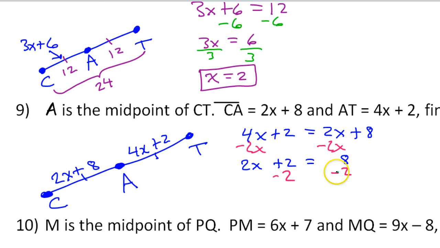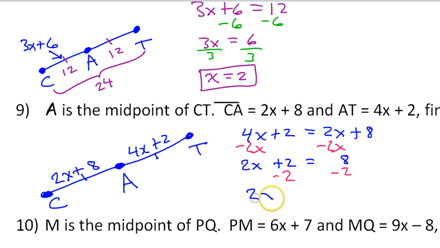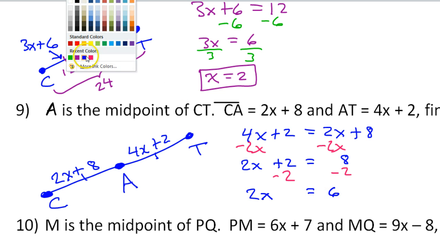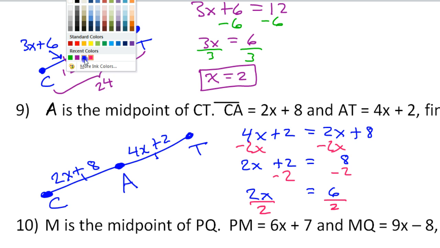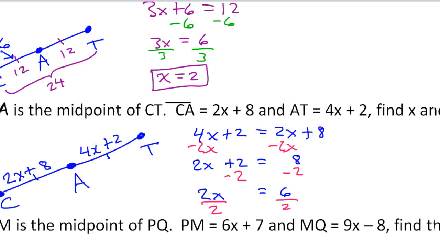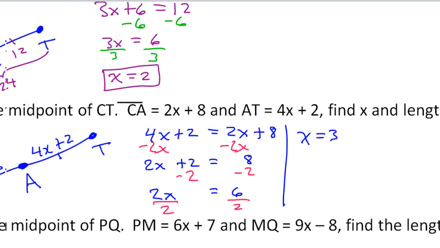And then we'll subtract 2 from both sides. And that will give us 2x is equal to 6. And then we will divide by 2. So that gives us x is equal to 3. Now we're supposed to find the length of CT.